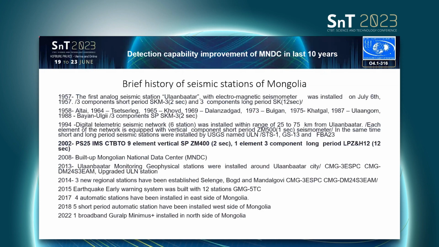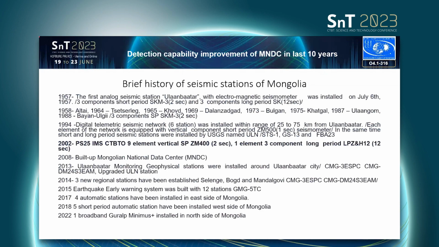In 2013, the Ulaanbaatar monitoring geophysical stations were installed around Ulaanbaatar city. There are 16 stations installed. Also, ULN upgraded its own stations. In 2014, 3 new regional stations were installed in Seling, Bogd, and Mandalay, extending the 1988 network by 3 more stations. There are also local operators working on that data.